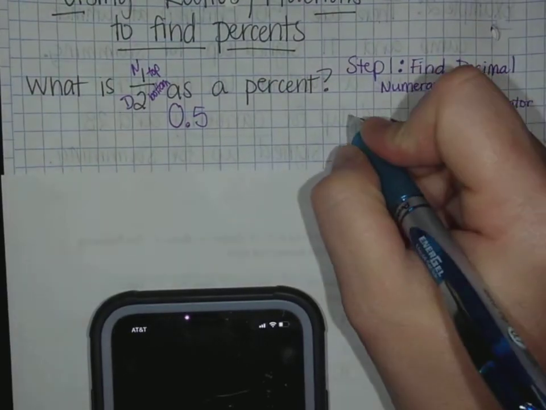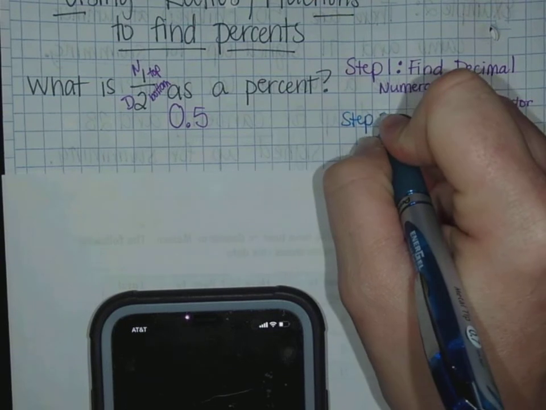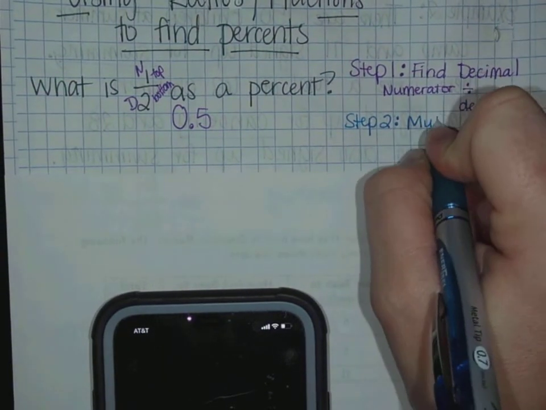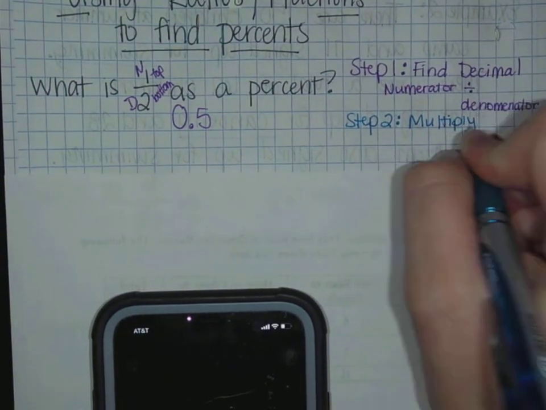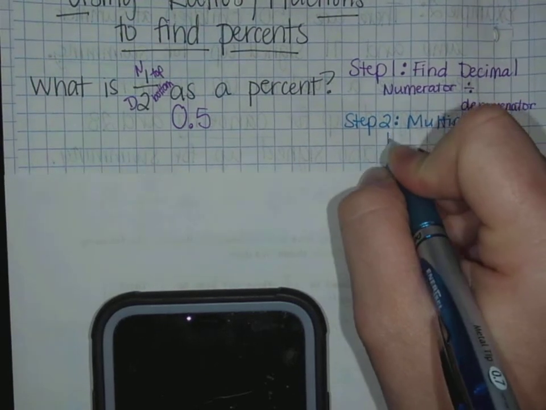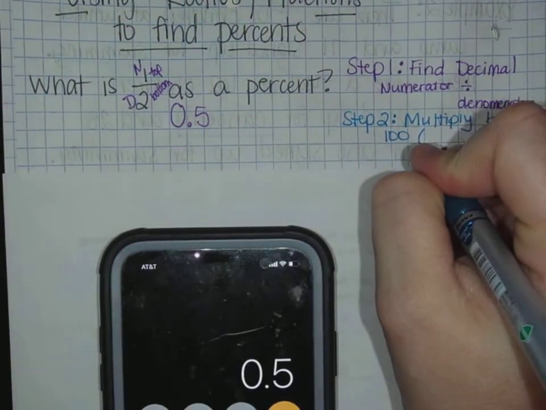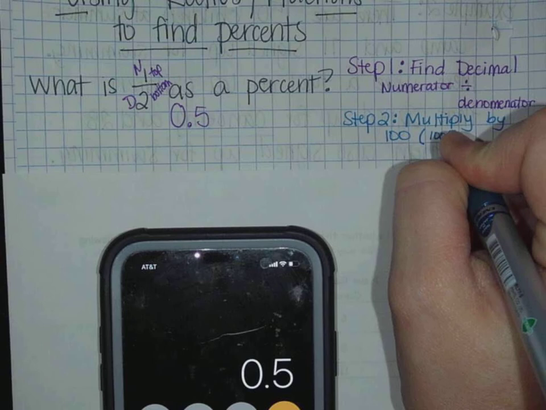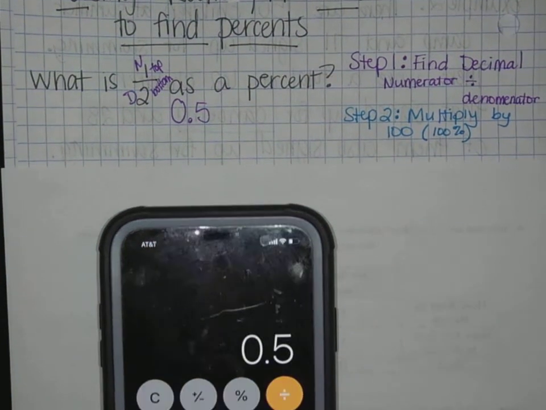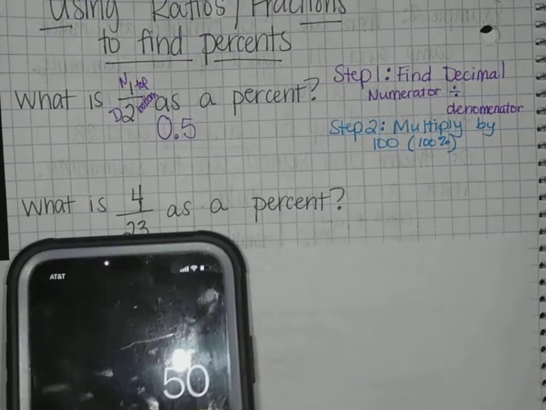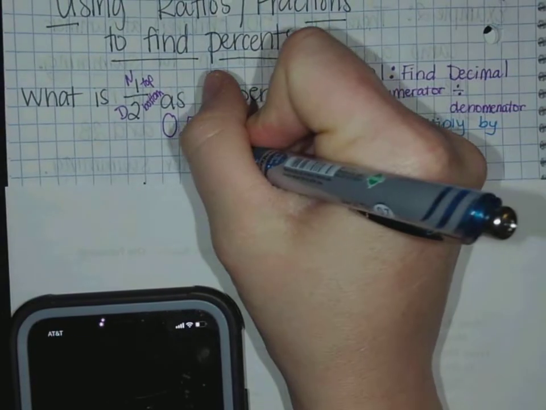Okay, then step 2, you're going to multiply by 100, because it's always out of 100%. So 0.5, so I'm going to multiply by 100, and I get 50. So it would be 50%.